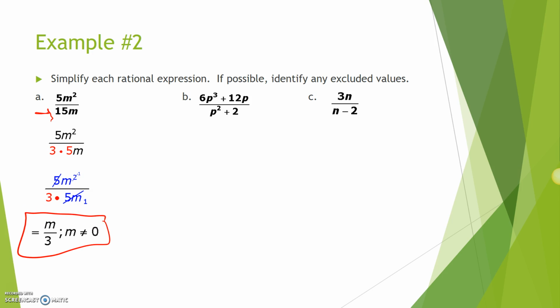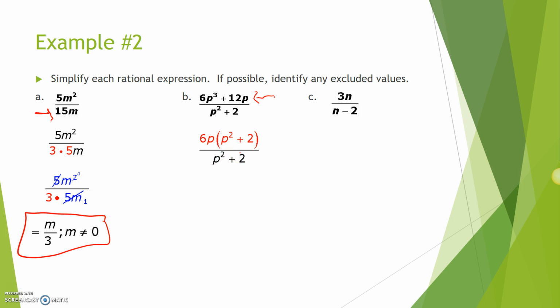For b, we have 6p to the third plus 12p over p squared plus 2. What we're going to do here is factor the numerator. Notice you have a p in both terms, and 6 goes into 6 and 6 also goes into 12. So we can pull out a 6p. What we have left for the numerator is 6p times the quantity p squared plus 2, over p squared plus 2.